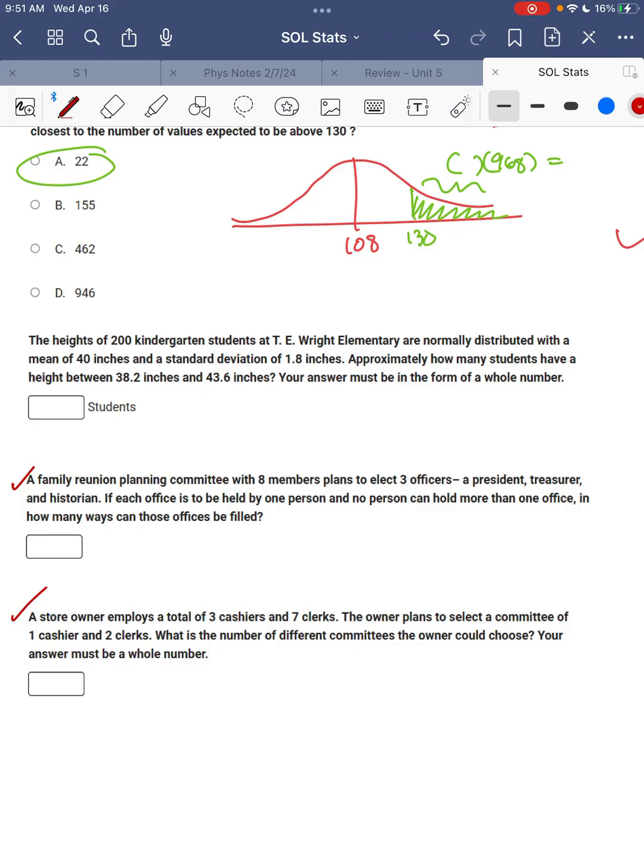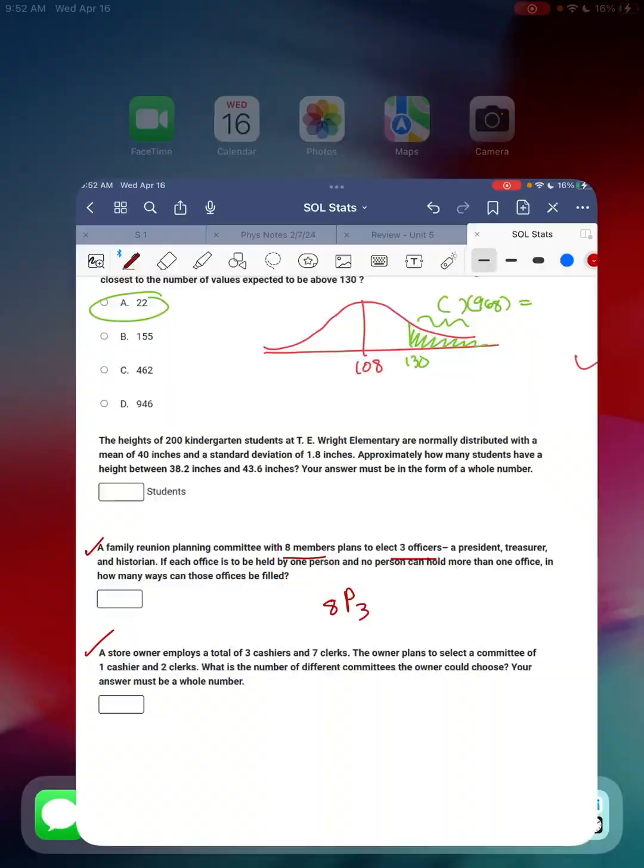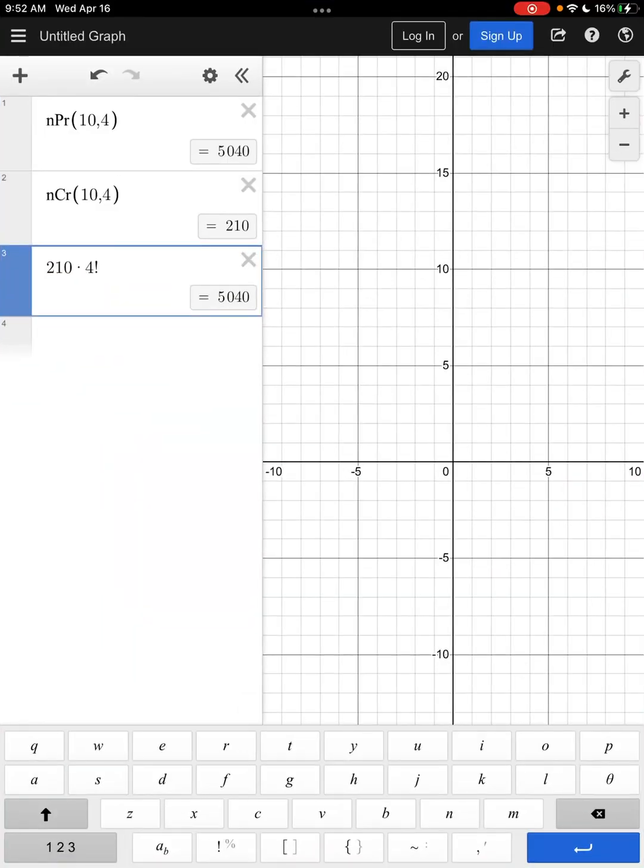All right, so let's see, family reunion. I got 8 members. I'm selecting officers. So officers meaning president, treasurer, historian. Those are 3 different jobs, so one person can't do 2 of them. So I have 8P3. I'm going to do 8P3.